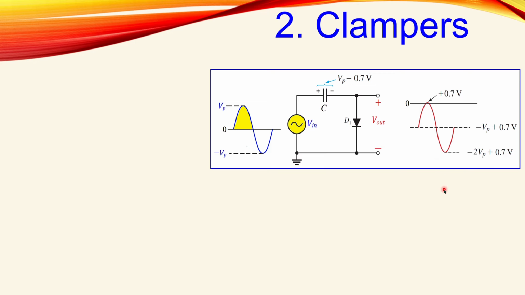So this is also called the shifter, because you shift your signal from this waveform, which has 0 as its level, all the way down to minus Vp plus 0.7. So you go down by this amount. The waveform itself is still the same, so it is not clipped or cut off, but it is shifted to the down part of the graph. And this is called the negative clamper.